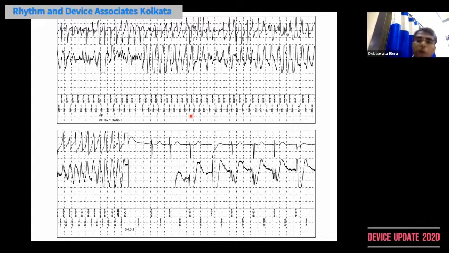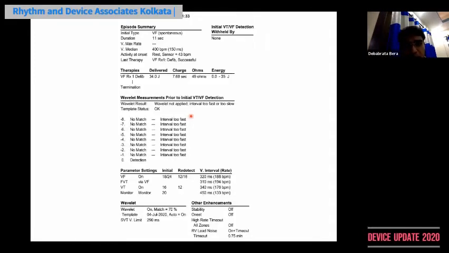So this is a polymorphic VT, which was induced by a short coupled PVC, and which was appropriately given therapy, which is a shock, because this is polymorphic VT. Your ATP is not going to help in this polymorphic VT. So you need a shock, and he has received a shock, and that's why possibly he is alive.